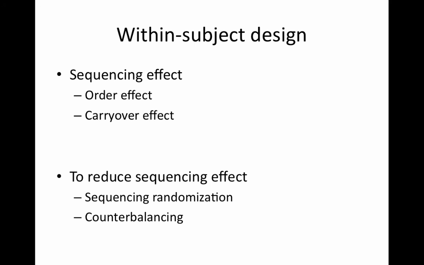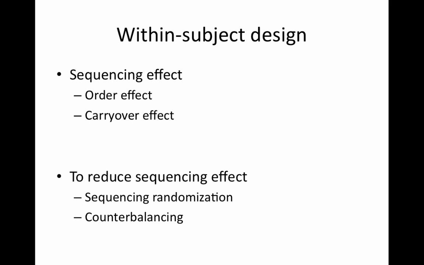To reduce sequencing effect, we use sequence randomization and counterbalancing. Sequence randomization is the presentation of the experimental treatment conditions to the subject in a random order. Random distribution of the treatments in the time course of the experiment essentially washes out most of the sequencing effects in a within-subject design. Sometimes, however, the experimenter may wish to examine the nature of the sequencing effect, which cannot be done with randomization.